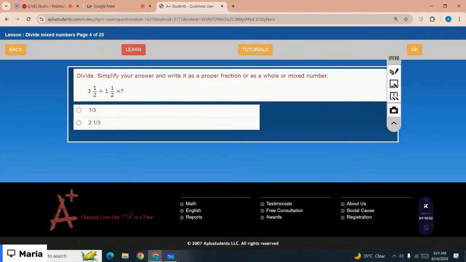Okay, the next one is 3 whole 1 by 2 divided by 1 whole 1 over 2. So which is the correct option? You can solve the question now on your own and just write the answer in the chat box.